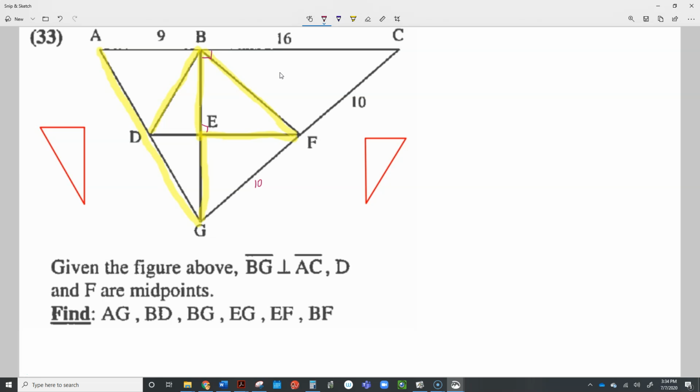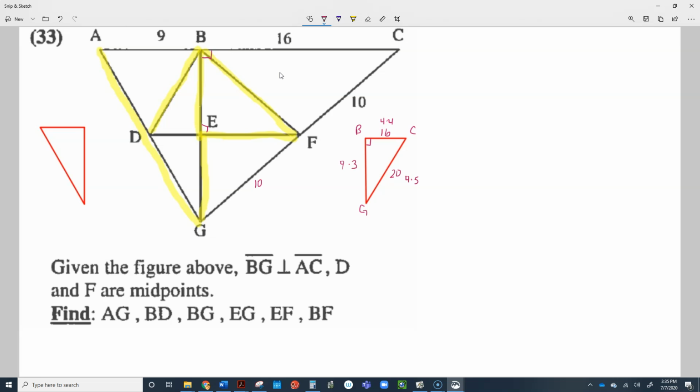So that gives me this triangle right here, BGC. And we know the hypotenuse is 20, and we know the leg is 16. I recognize this as a Pythagorean triple. 16 is 4 times 4, 20 is 4 times 5. So that means I've got a 3, 4, 5 triangle, all of them multiplied by 4.